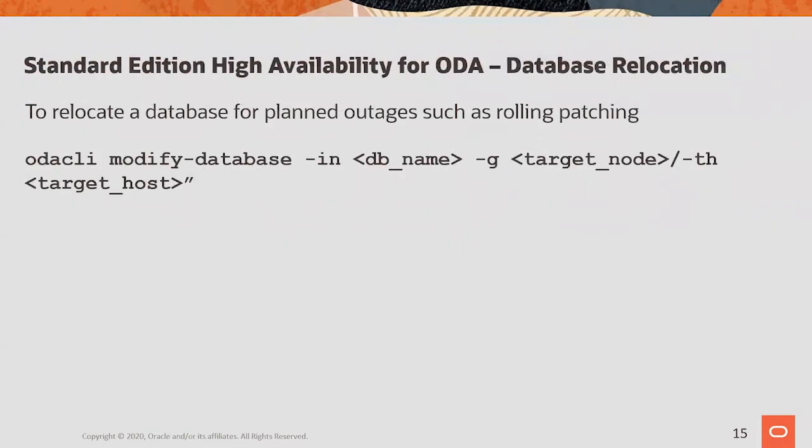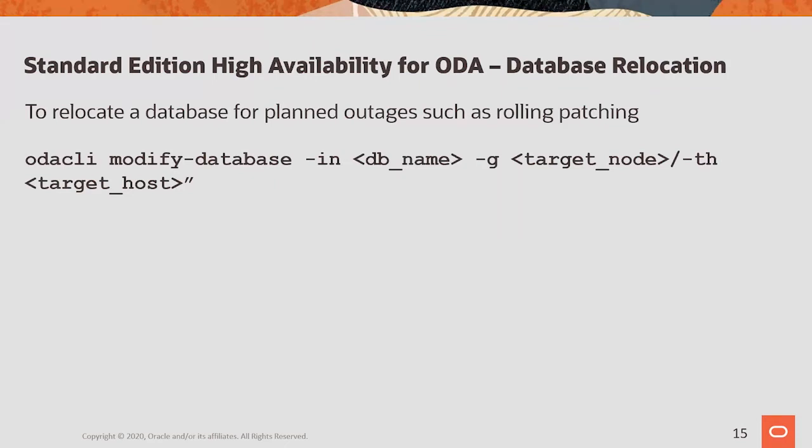Let's see. And as I mentioned, Paul, there's this aspect of a planned outage, maybe like a rolling patch or whatever. The modify database command has also been modified so that we can specify a target node for a running database. So if I anticipate taking node 0 down, I first want to relocate my database to a new target node, node 1. And I'd use the modify database command like we see here, relocate that, and then I could do patching or whatever needed to be done on node 0, and then reverse that process with the same modify database command to bring it back up on node 0. So this just gives you some flexibility for planned outages and relocation of the database.